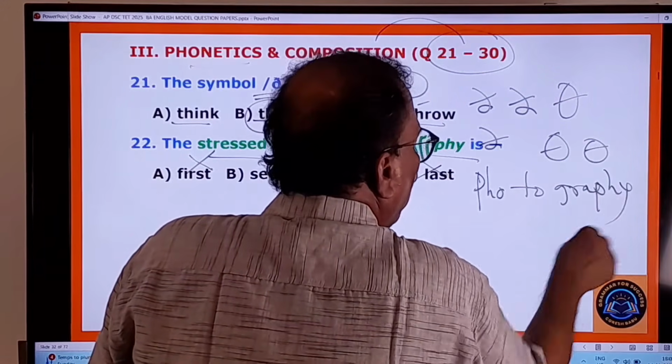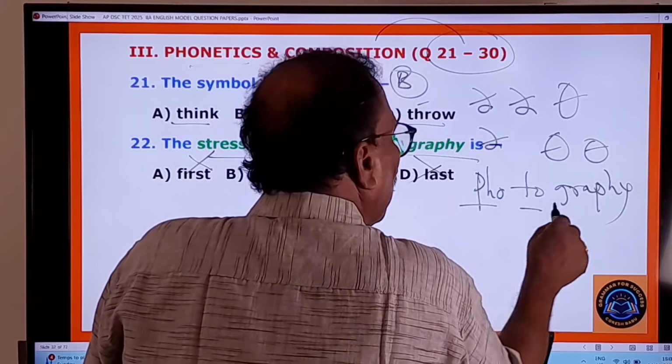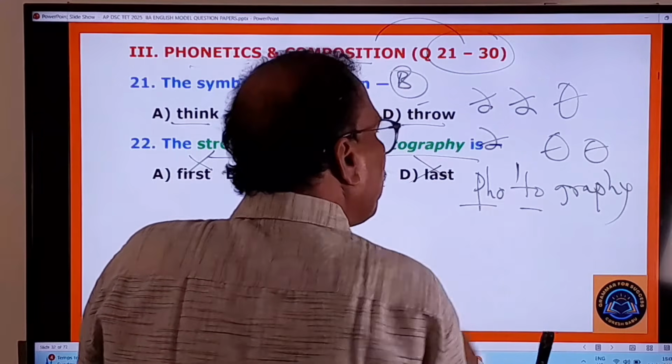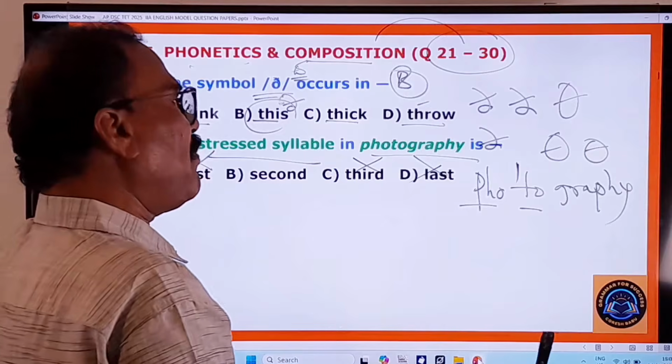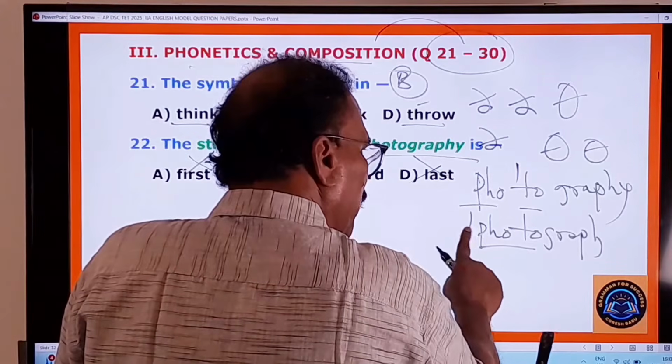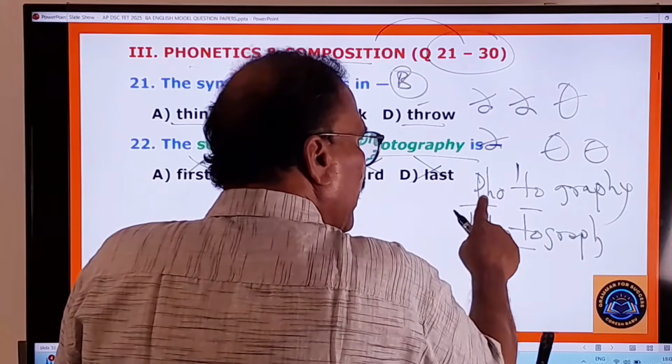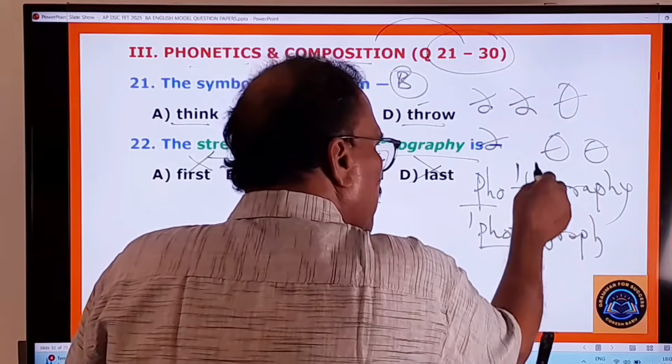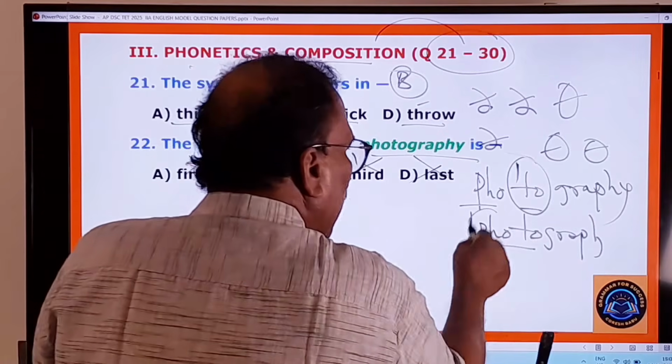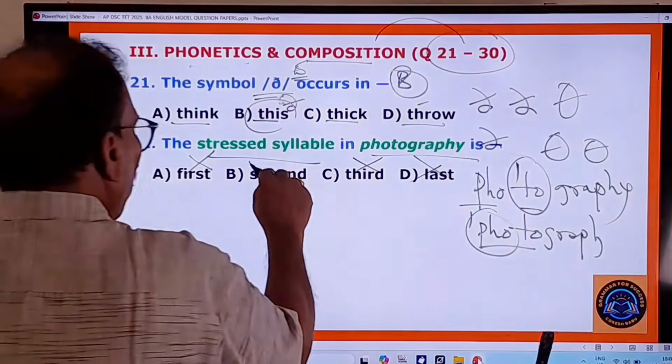Photography, photography, photography. Whenever it is photograph, then the stress is on the first syllable. When it is photography, then the stress is on the second syllable. Okay, keep these two things in your mind, and therefore B is your answer.